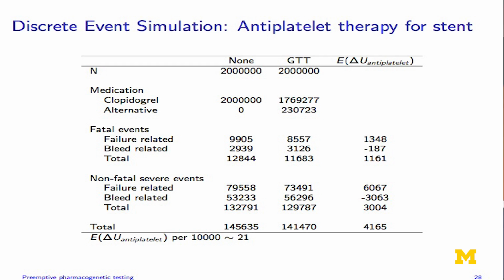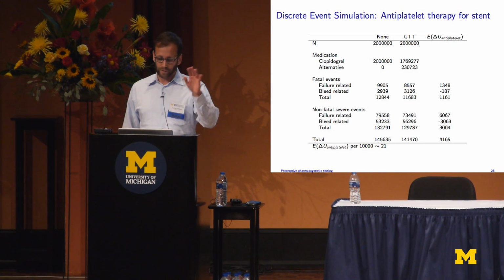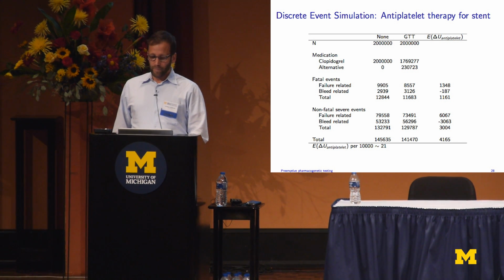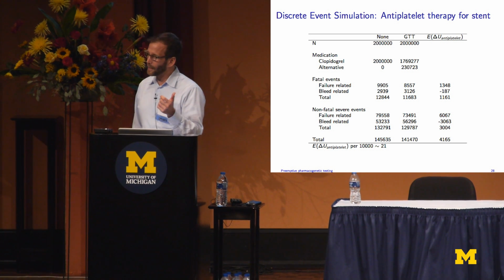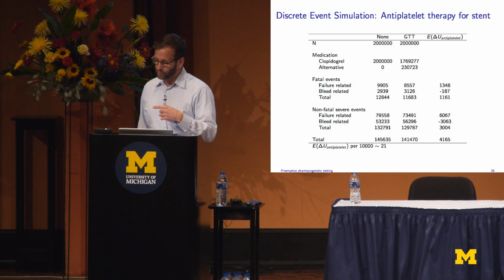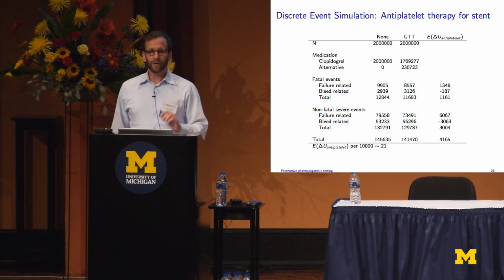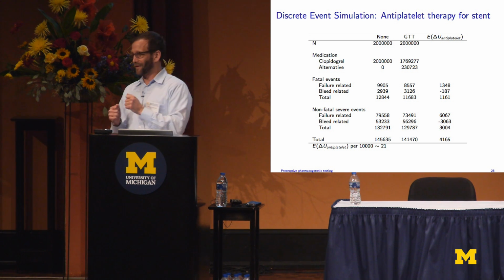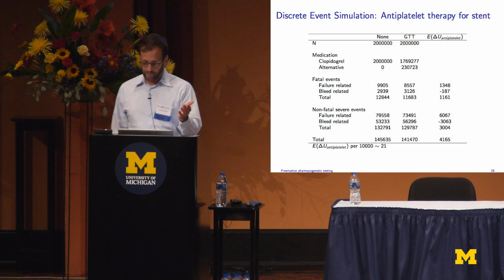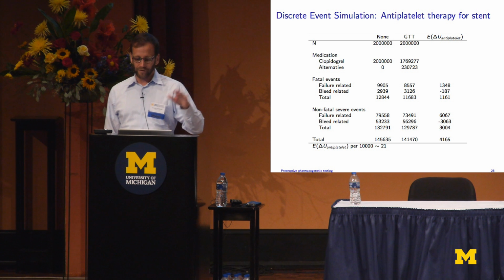And so I want to give you a quick example. This is a result of a discrete event simulation. This is just work in progress, so don't take it too seriously. So let's pretend that we simulate 2 million people, either under a non-genotype tailored therapy or under genotype tailored therapy. That's what GTT is. The standard of care is giving somebody clopidogrel after they have a stent. But some people have variant alleles, and so if we know what their genotype is, we might consider giving approximately 230,000 of these people the alternative therapy, which is prasugrel or ticagrelor. Now, for these 230,000 people, we're likely to prevent medication-related failures, but we're also very likely to cause some bleeding, because apparently they improve failure rates, but they increase bleed rates.